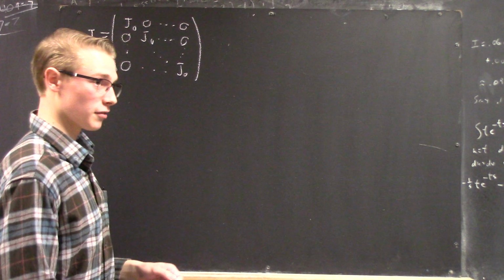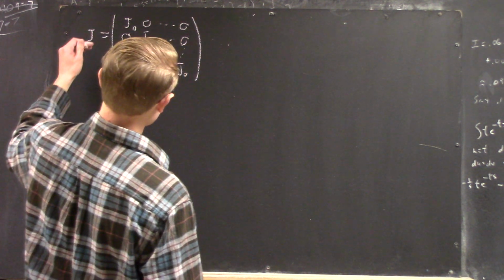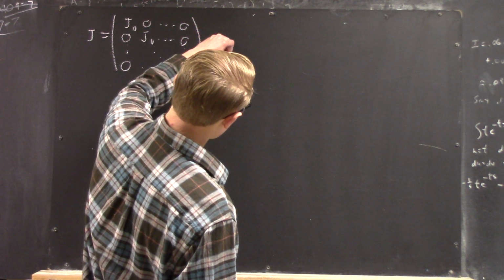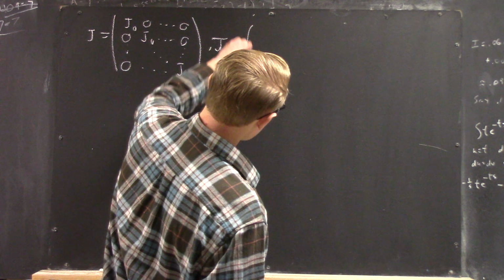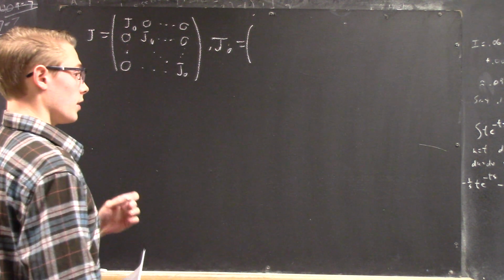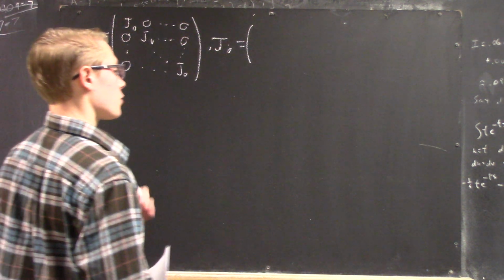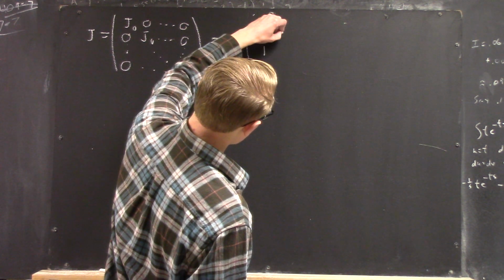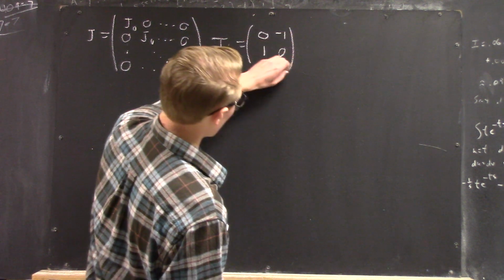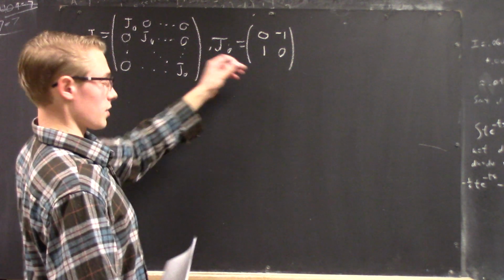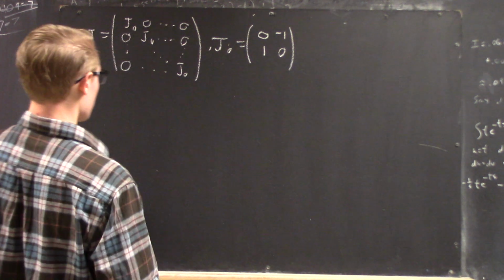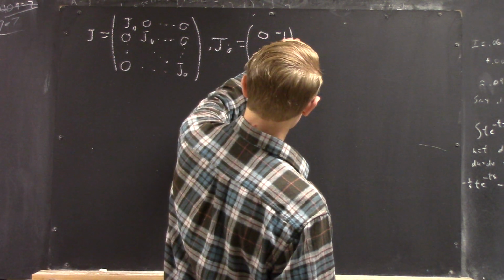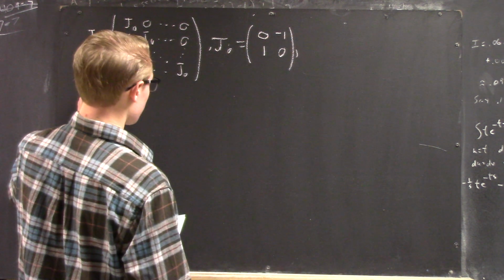Just to properly define the dots, J naught, each of those entries would be the 2 by 2 matrix, consisting of the entries 1, 0, negative 1, 0, which is a skew symmetric matrix, and that corresponds to the standard basis of the symplectic vector space.